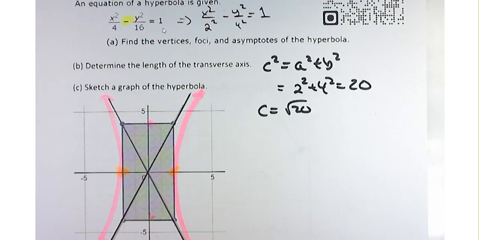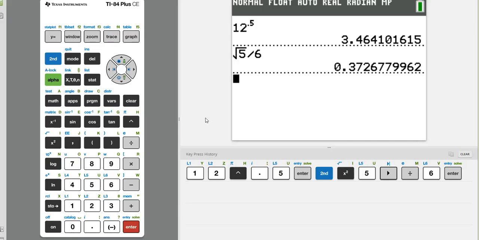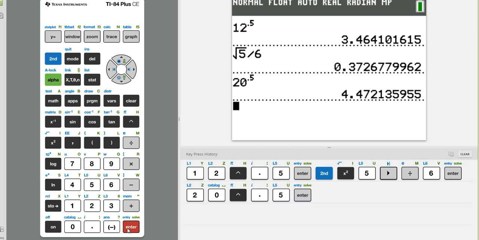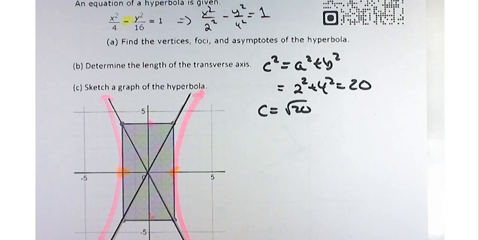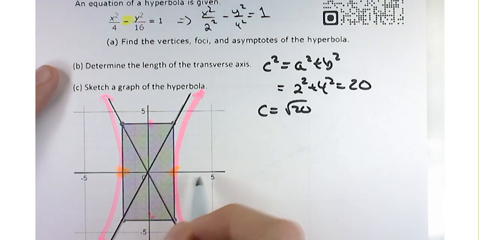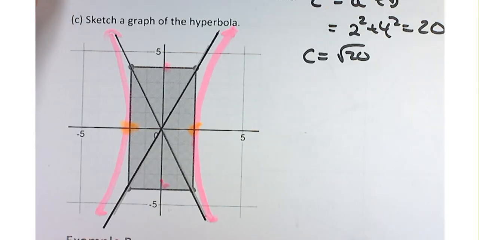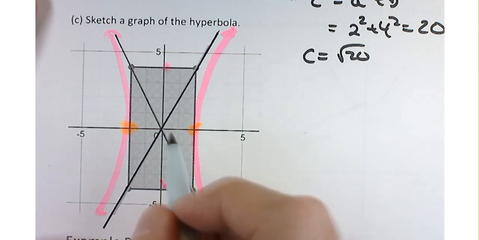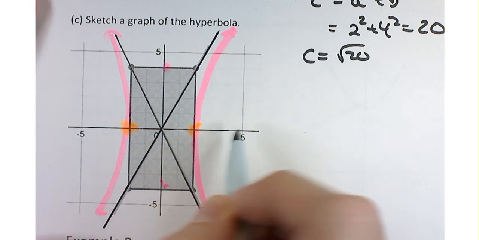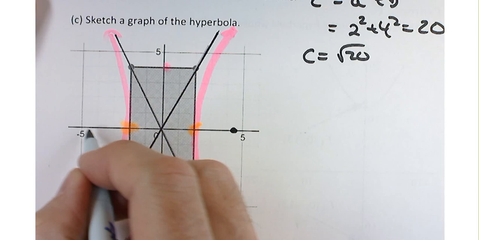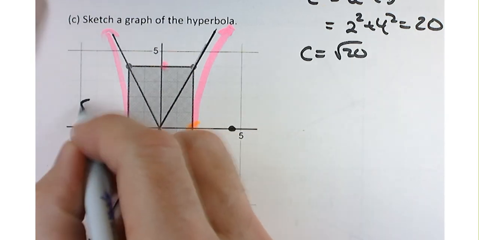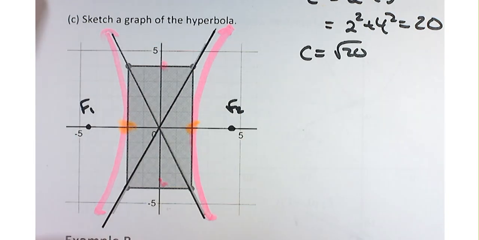Now, the square root of 20 is going to be 4 point something. Don't know exactly, so I'll do it this way: 20 raised to the 0.5 power. That's a square root. About 4.5. Okay, great. So that's a distance of 5. So I want to move a distance of about 4.5. So let's see, 1, 2, 3, 4. So about here and about here. So I'll call that F1 and F2. Those are our foci.